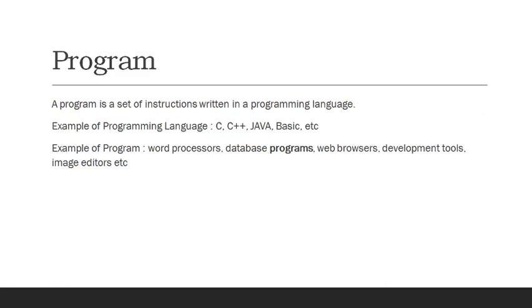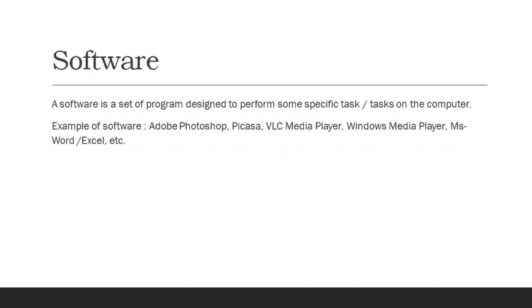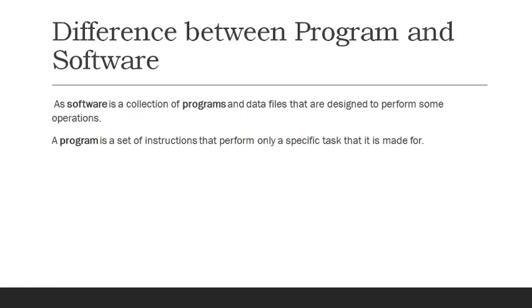Program. A program is a set of instructions written in a programming language. Example: C, C++, Java, Basic, etc. Software. A software is a set of programs designed to perform some specific task on the computer. Example: Adobe Photoshop, Pagemaker and more.